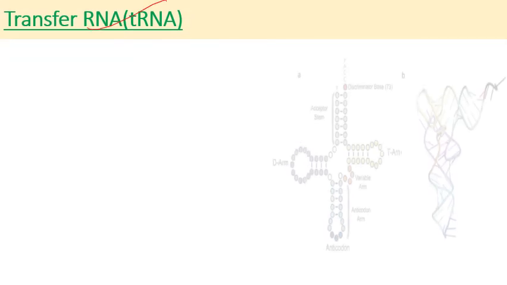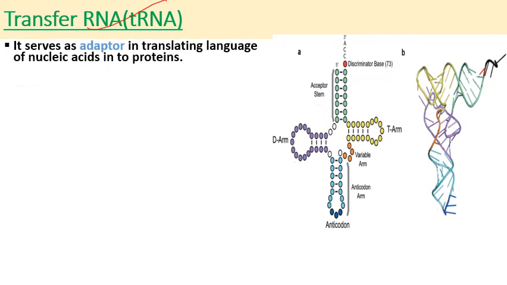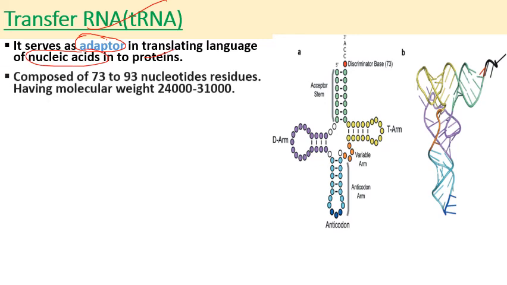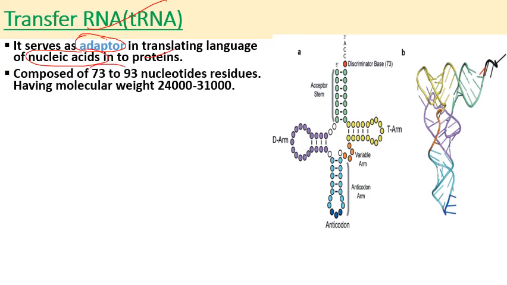Then comes the tRNA, which is transfer RNA. We have already discussed this RNA. It serves as an adapter molecule, acting like an adapter in translating the language of nucleic acids to protein. So it acts as an adapter. And it is composed of 73 to 93 nucleotide residues. This is its chemical composition, having a molecular weight of 24,000 to 31,000.